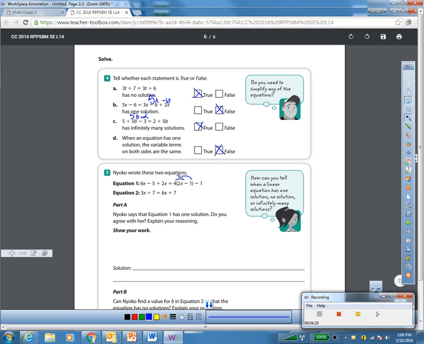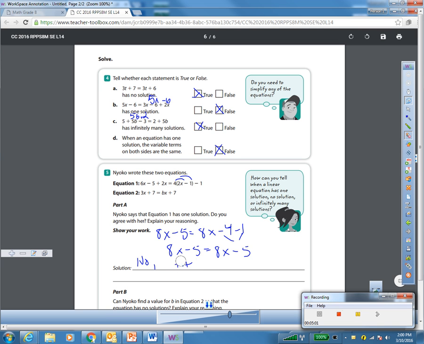I'm going to combine right off the bat. I'm going to combine my x's, so I'd have 8x minus 5 over here. And when I distribute, I'd have 8x minus 4 and minus 1 more. So it looks like they're going to end up the same on both sides. So we would not agree, because if they're the same on both sides, then they have infinite solutions. Spell infinite right now. Here we go. No, because it's infinite. Let me scroll one more time.